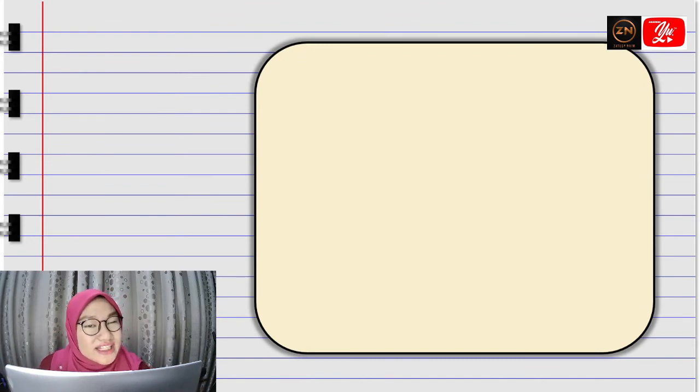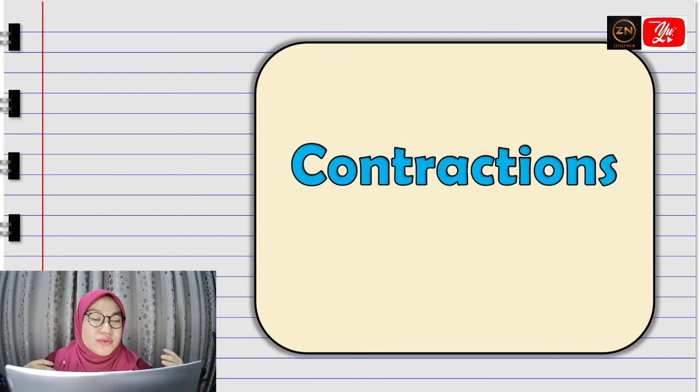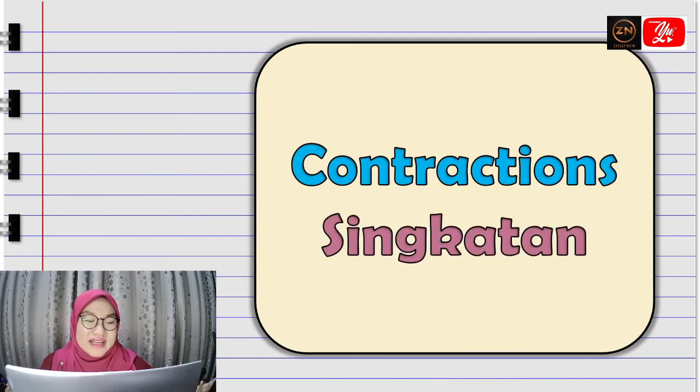Now, let's move on to the last part of today's lesson. Do you know that in English, the subject and the verbs to be can be combined and can be shortened? Boleh disingkatkan. Okay, this is what we call contractions, or in Malay, singkatan. But there is a specific way on how you can do that. So let's take a look at those.